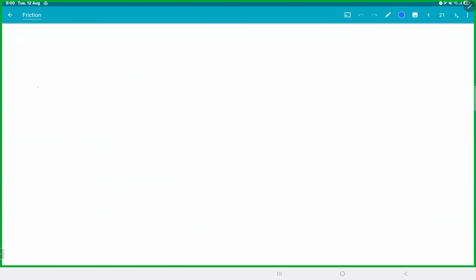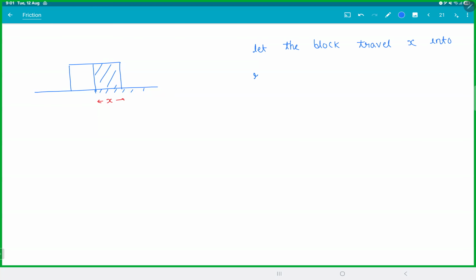Let's say while you're entering, now the problem is this. Let's say the block is something like this. So this part of the block is entered inside. Let the distance be x. Let the block travel x into the rough surface. So the thing is, the friction will be only due to this part.